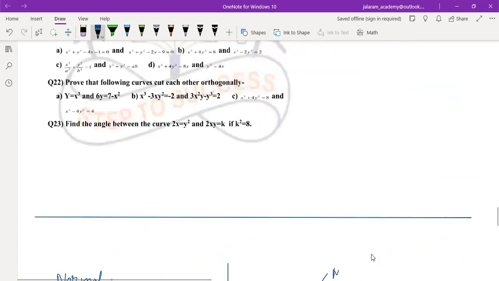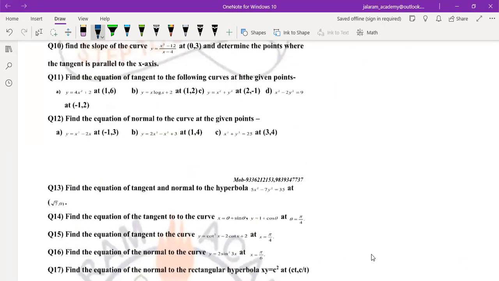So now let's discuss some questions related to normal from this assignment. Like question number 12: find the equation of normal to the curve at the given point, y equals x square minus 2x at (-1, 3).